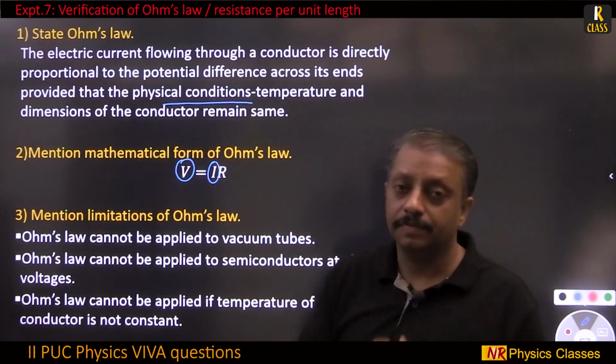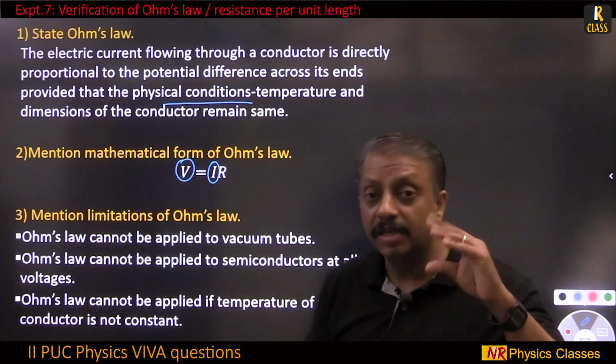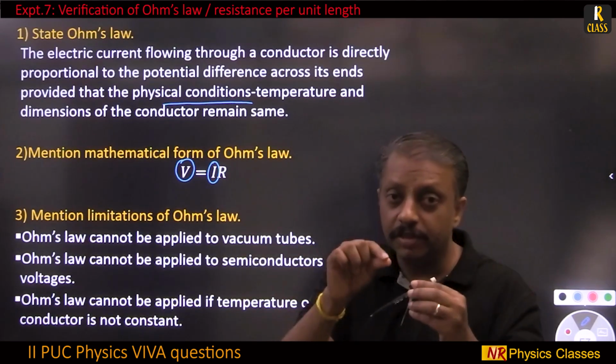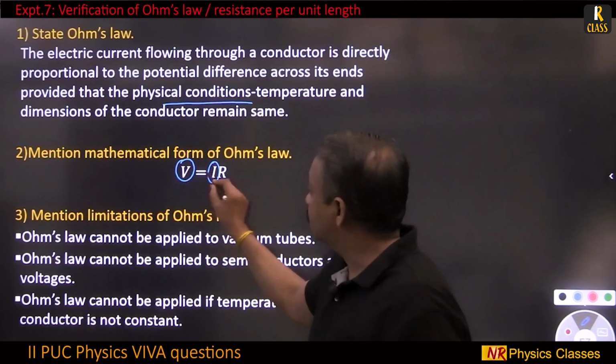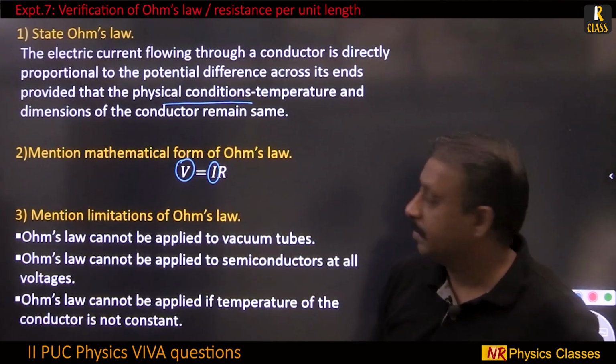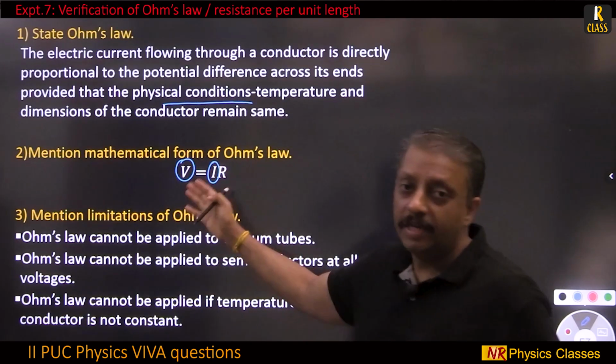Constant temperature. There should not be variation in dimensions, length, width. There should not be any change. In that case, V is proportional to I. Mathematical form, V equal to IR.